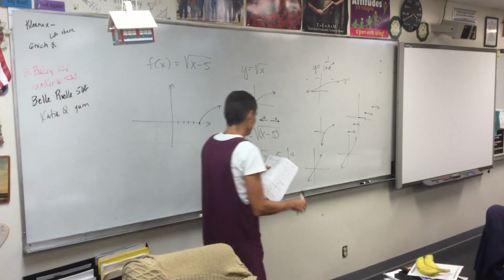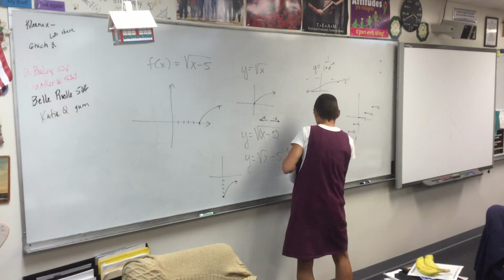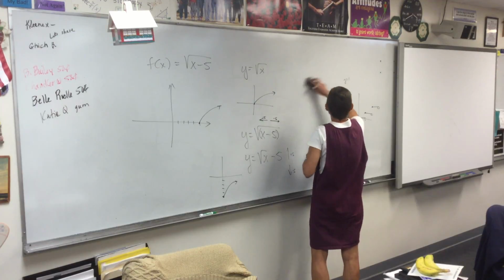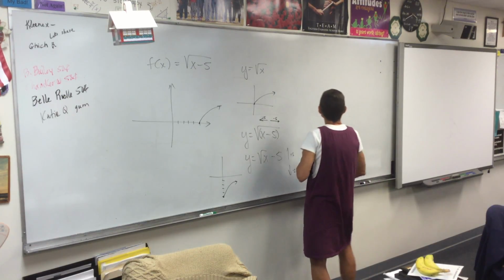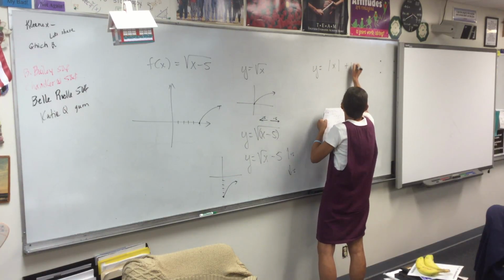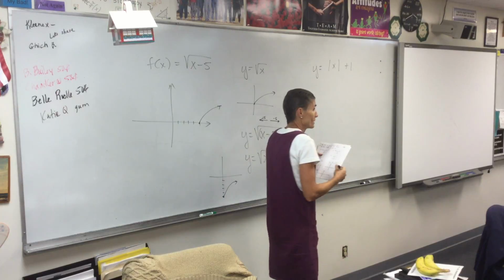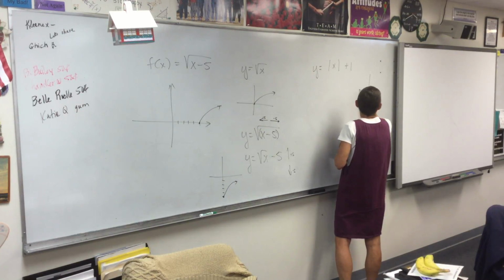Let's look at B. Now, this is a different shape. This is an absolute value problem in B. So what do you think that shape's going to be? What's the absolute value shape? It's a V. It's going to look like this.